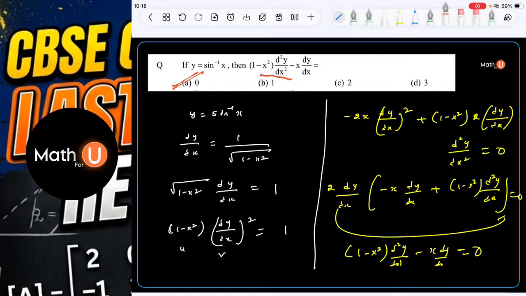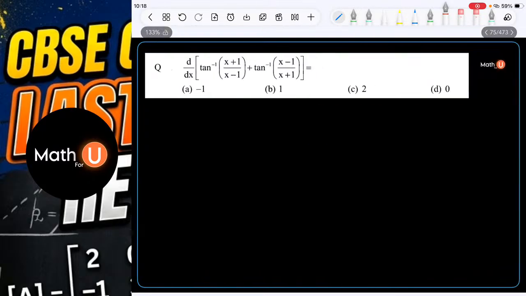Next, see, this is the question. This type of question is very important. First you should simplify this one. Whenever trigonometric functions are involved, you should use substitutions here first. Otherwise you can use the direct formula also here. If you want, you can use substitution also.